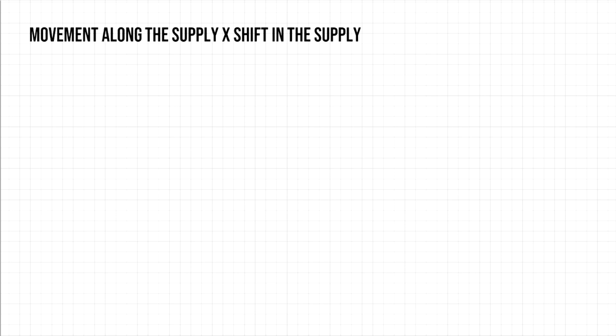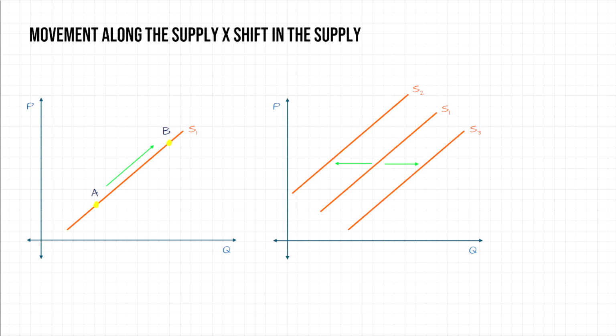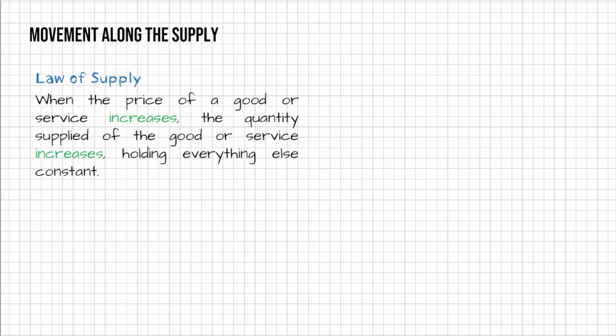Ready to jump in? Before we get to the factors that shift the supply curve, let's differentiate between a movement along the supply curve and a shift of the supply curve. Let's start with the definition of the law of supply. What does the law of supply tell us? The law of supply says that the quantity supplied of a good increases when its price increases, with all else held constant. This means only one thing is changing: the price of the good.